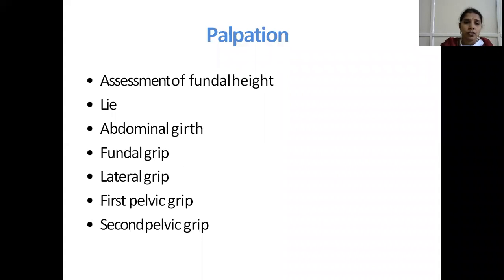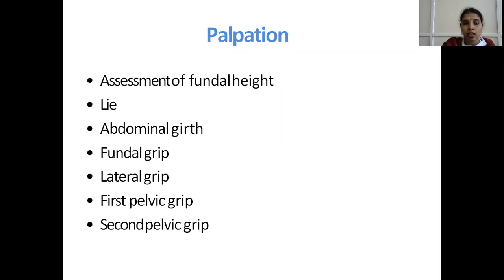Palpation: what are the things we do and see in palpation? We can palpate by keeping our right hand ulnar border. By that we can measure the fundal height, and on palpating the fetal parts we can assess the lie of the fetus, whether it is vertex, transverse lie, or breech presentation. Depending on the lie, the management varies, so that is also diagnosed in palpation.